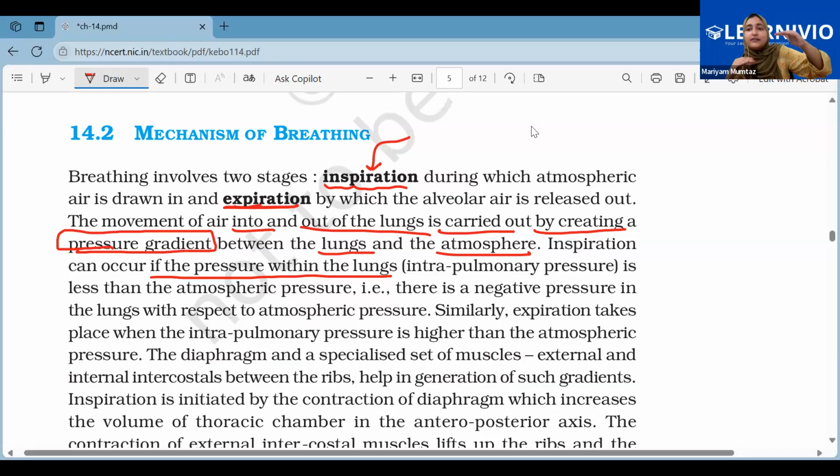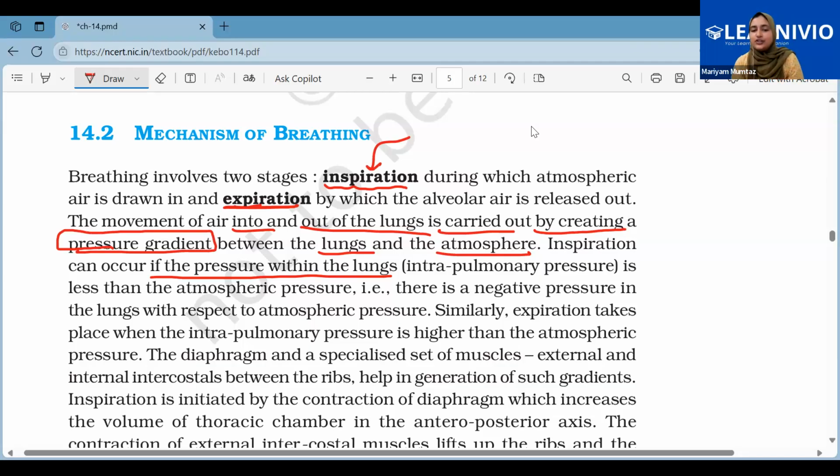And can you tell me from where to where does the gas move? From high to low, right? So it means that the gases that are present at higher concentration in the atmosphere will diffuse into the lungs. Now, how does this whole thing happen? See, I'll tell you the basics first, then we'll go with the muscles.